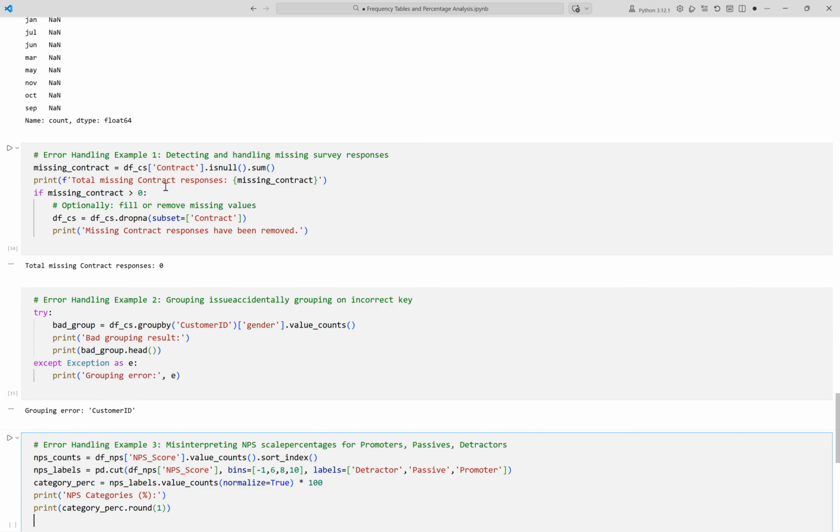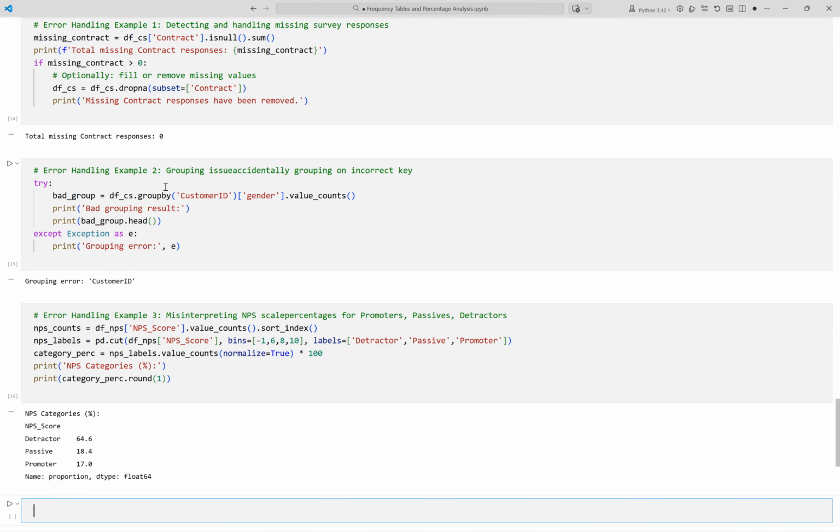Running the cell now. This output shows the percentage breakdown of survey respondents across NPS categories after binning scores into detractors, passives, and promoters. Notice that a majority, 64.6%, fall into the detractor group, highlighting a potential issue with customer satisfaction. This connects to the lesson by emphasizing careful handling and interpretation of categorical bins and percentages in market survey data. Did you know that only scores of 9 to 10 count as true company promoters?